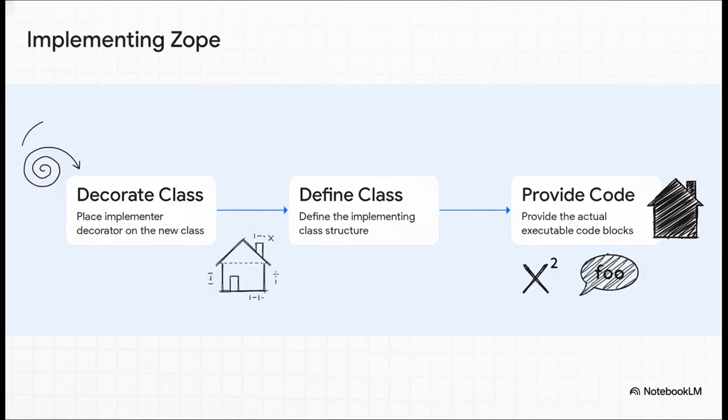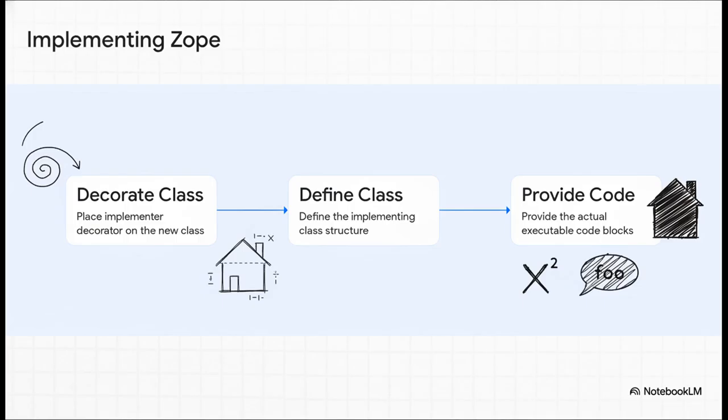So now for the implementation mechanics. How do we actually make a class follow these strict rules? Step 1. We place that implementer decorator right on top of our new class, passing in my interface. Step 2. We define my class. And step 3, we provide the actual executable code.